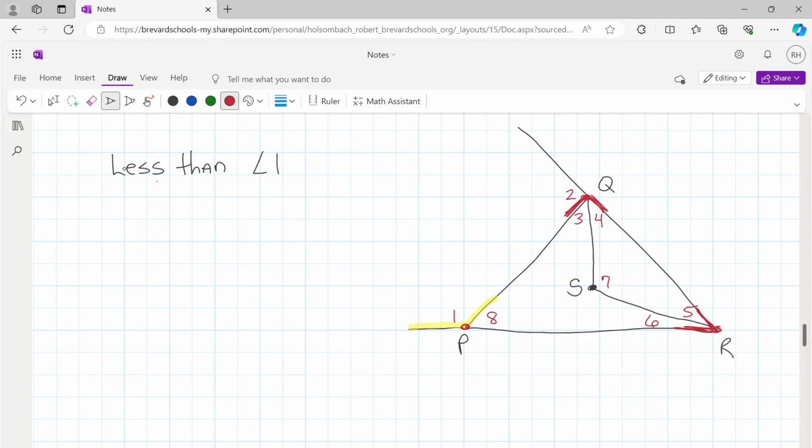So it's going to be the angles that are less than angle 1. That's going to be angle 3, angle 4. And what are the other ones in relation to angle 1? Very good. Angles 5 and angle 6. Because 5 and 6 make up the other remote interior angle, and the remote interior angles are smaller than their corresponding exterior angle.